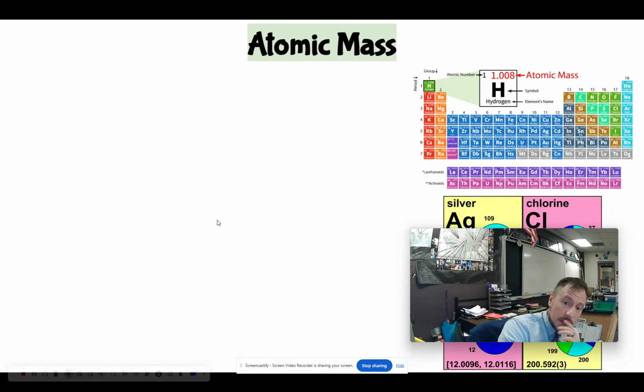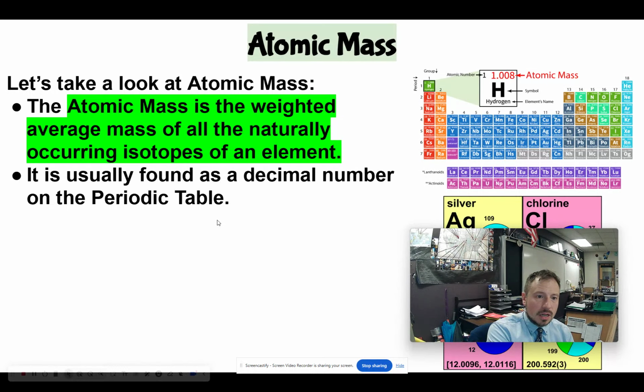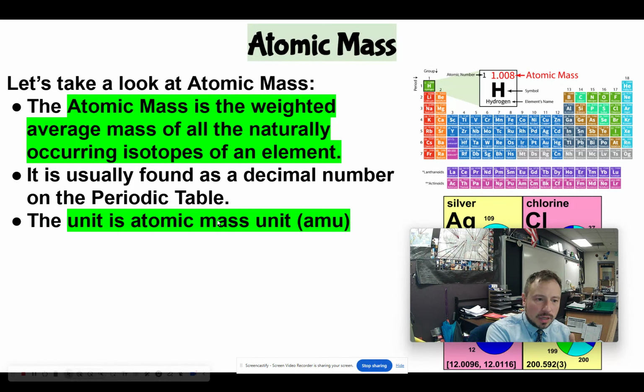So let's get started. Before we talk about the mole and what it is, we need to understand a couple things. Number one, the atomic mass. The atomic mass is the weighted average mass of all the naturally occurring isotopes of an element. If you look on the periodic table, it's going to be that decimal number. The unit is the atomic mass unit, or AMU. A proton is 1 AMU, a neutron is 1 AMU. Now, you're probably wondering, how is it possible that we have a decimal number?